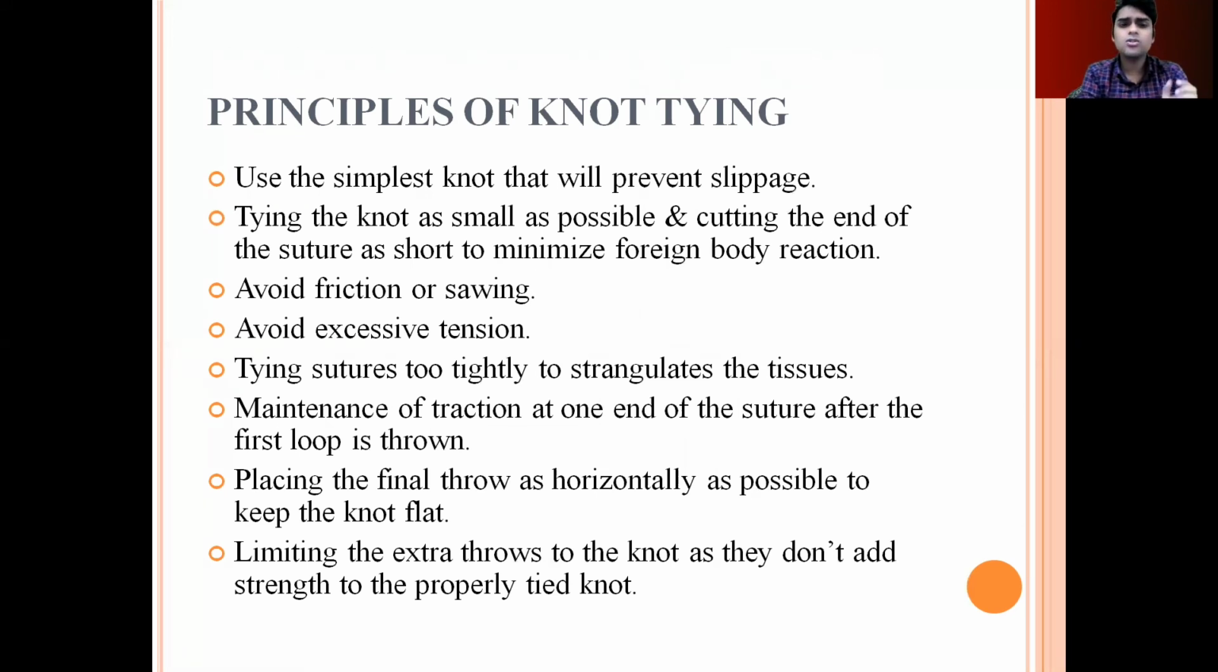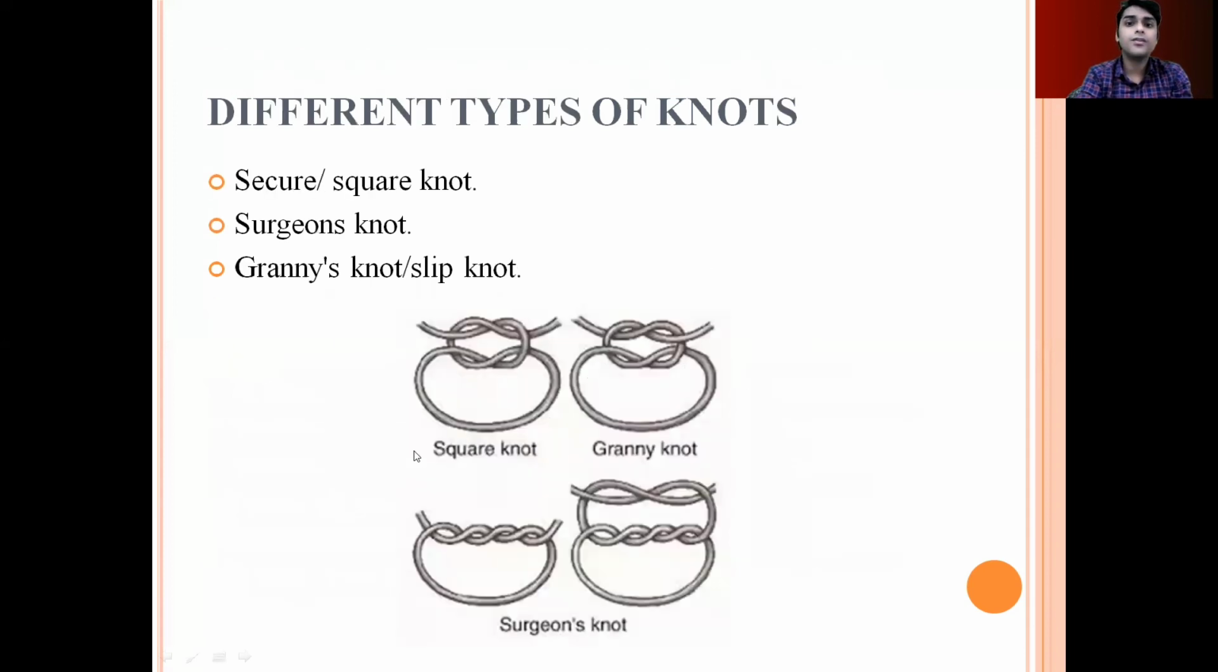Tying the sutures too tightly may strangulate the tissues. Maintain traction at one end of the suture after the first loop is thrown. Place the final throw as horizontally as possible to keep the knot flat. Limit the extra throws to the knot as they don't add strength to a properly tied knot. Different types of knots are the secure or square knot, surgeon's knot, granny's knot, or slip knot.